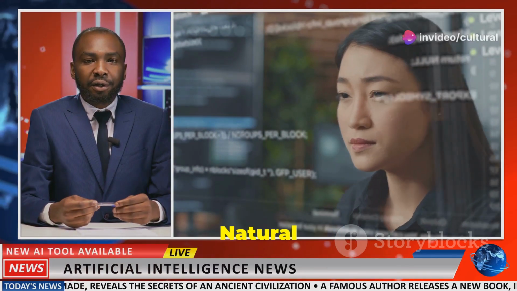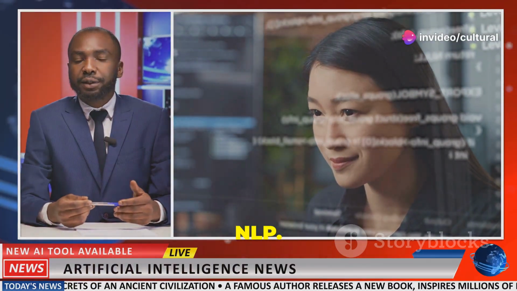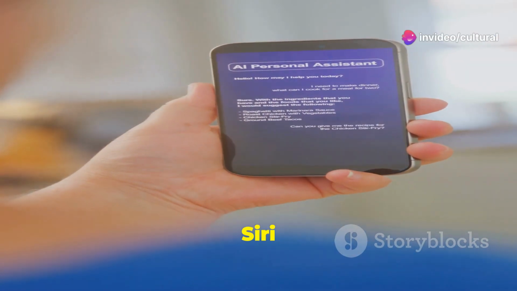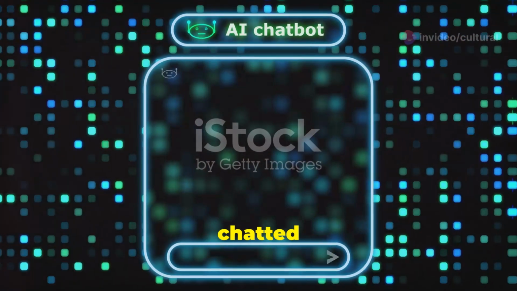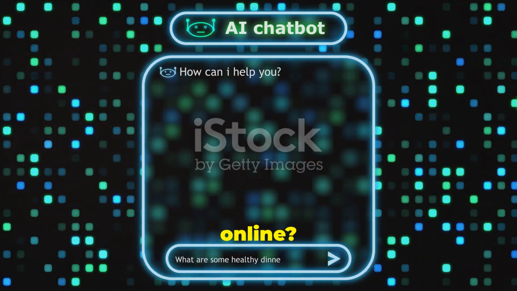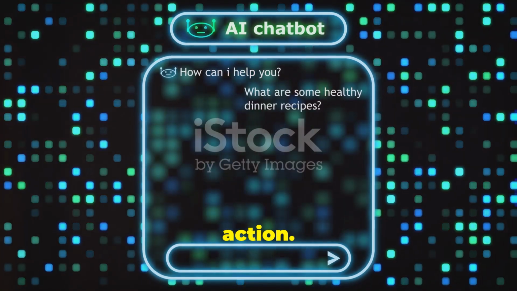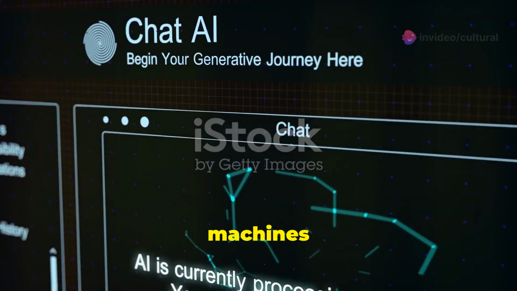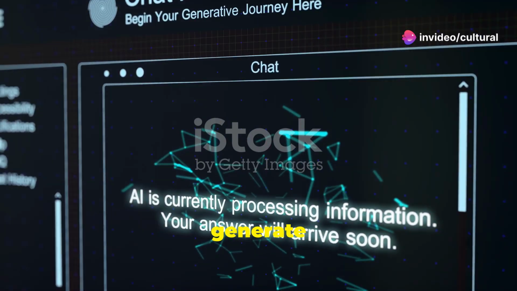Now let's move on to natural language processing, or NLP. Have you ever asked Siri or Alexa to play your favorite song, or chatted with a customer support bot online? That's NLP in action. NLP is all about teaching machines to understand, interpret, and even generate human language.